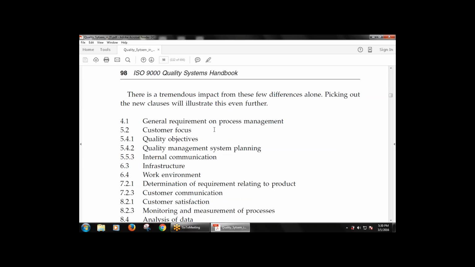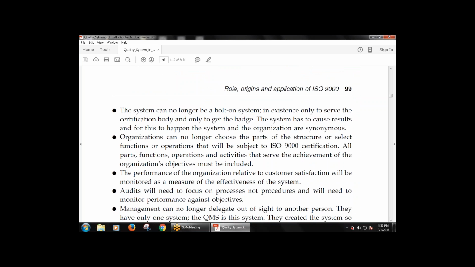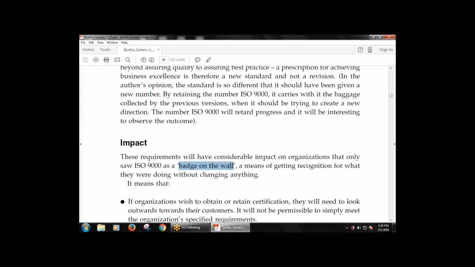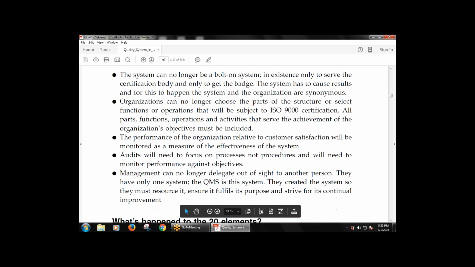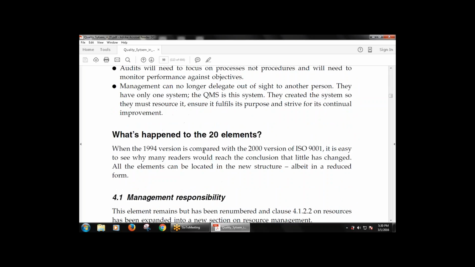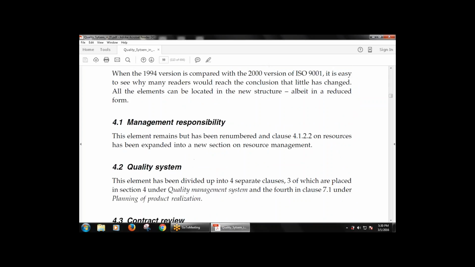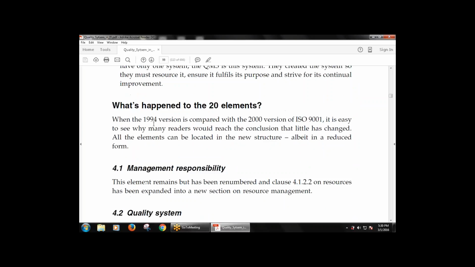There are a few differences among these clauses, that is 4.1, 4.2. Now, what is the main impact? The main impact is on the whole, getting recognition for what is being done, and the performance of the organization. And then what are the various management responsibilities? What happened to the 20 elements used in quality control and quality management? This topic, what happened to the 20 elements, I am going to take in the next class, tomorrow's class.